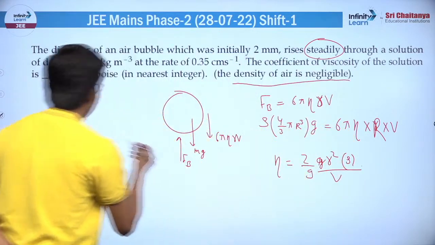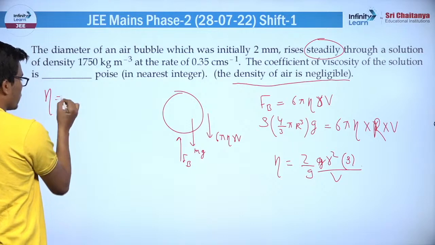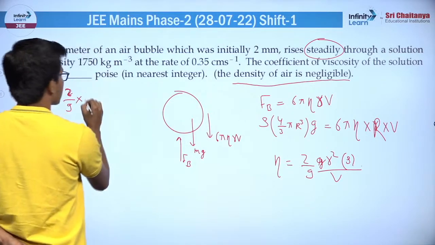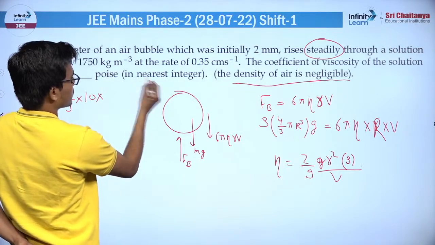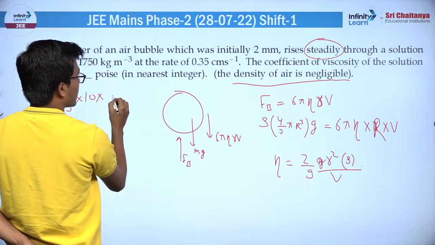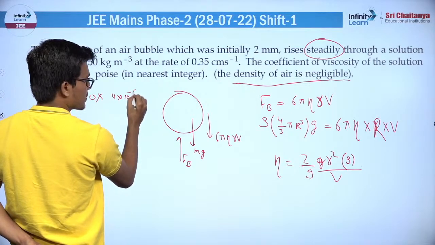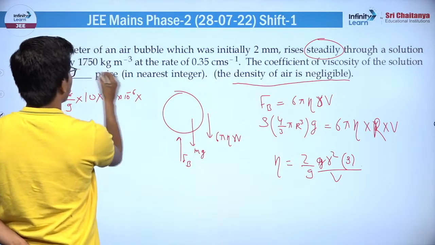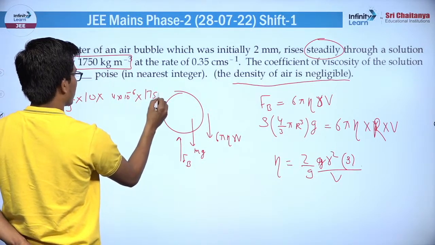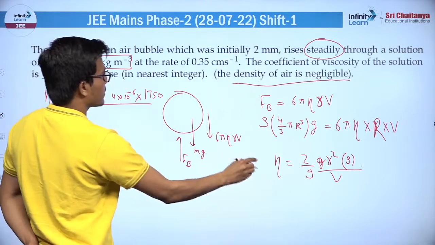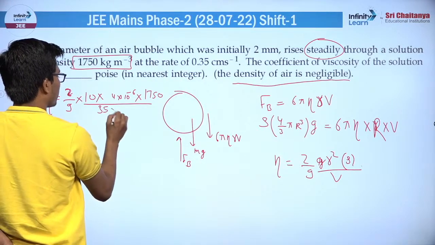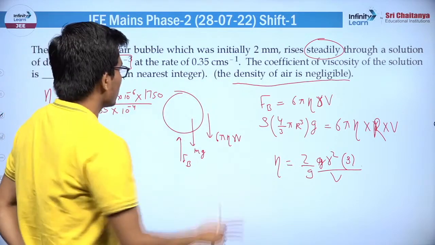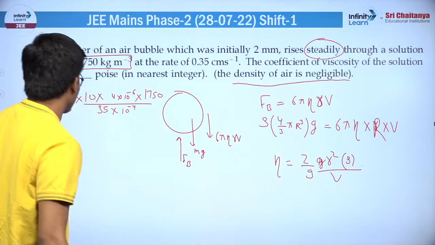So let us put all the values here, right? I hope this also becomes a simpler calculation. G is 10, r square, so radius is given, 2 mm is there, so 4 into 10 to the power minus 6 is r square. Rho is the density of the liquid in which it is going, so that is 1740, divided by V. V is the speed, that is 35 into 10 to the power minus 4, right? 0.35 is there. So if you convert to SI unit, that will be something like this.